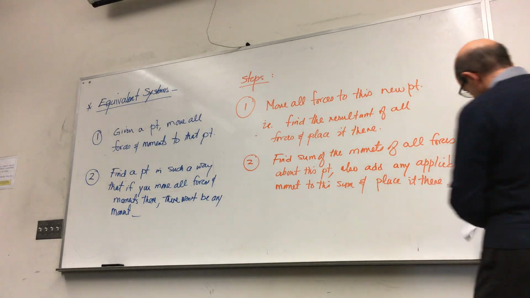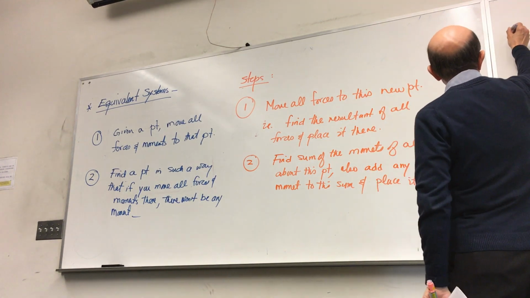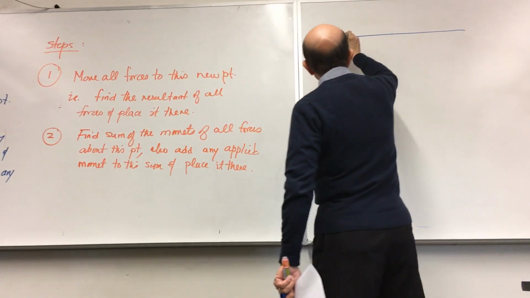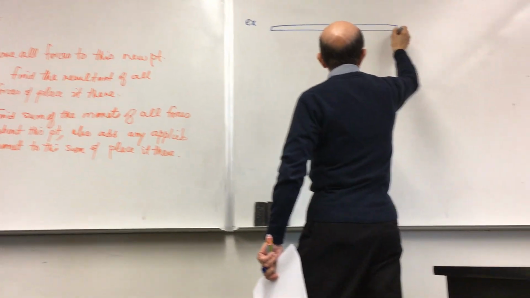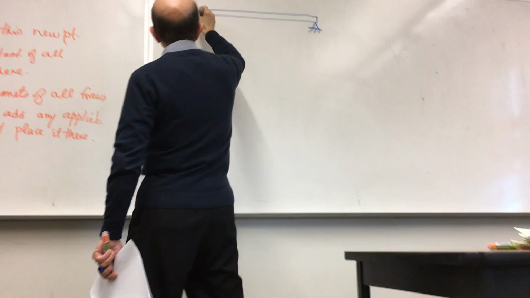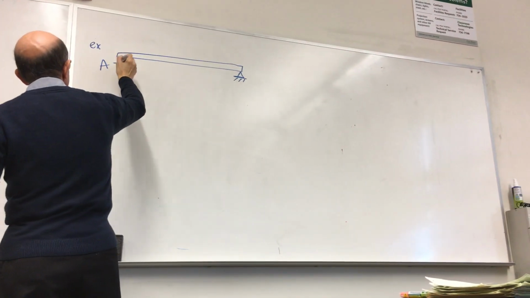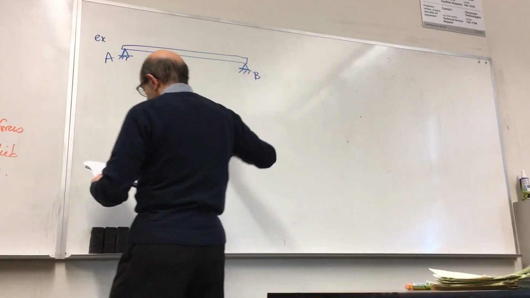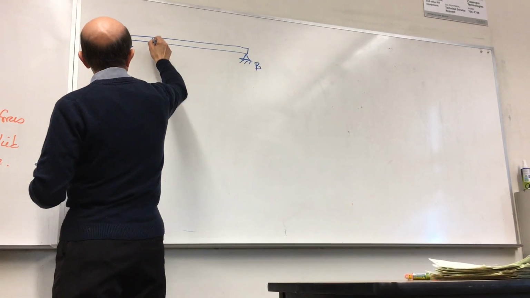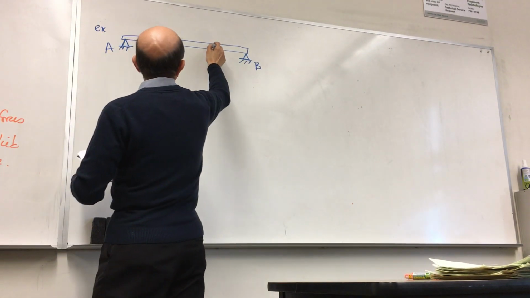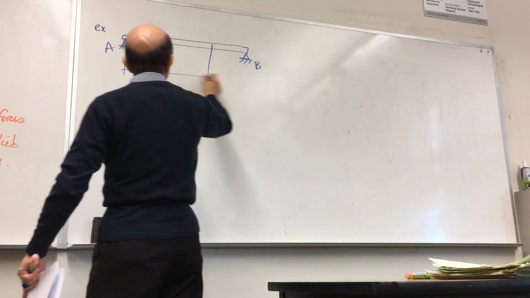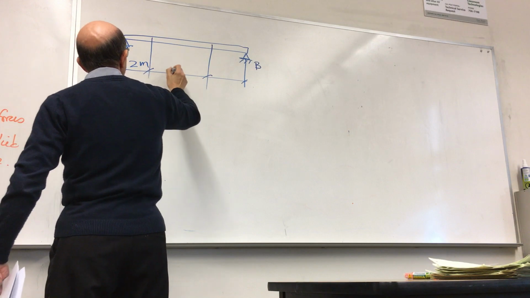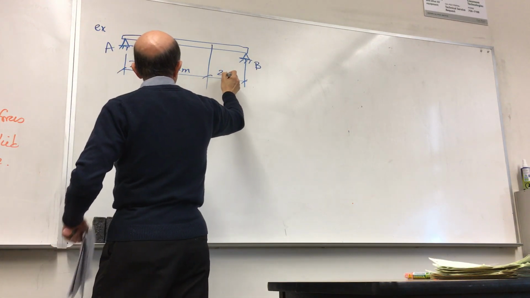Let's assume you're given this beam, a straight beam. Of course, we haven't discussed what a beam is yet, but this is a beam structure. And all these dimensions are given, 2 feet, 4 feet, 2 meters, 4 meters, and 2 meters.